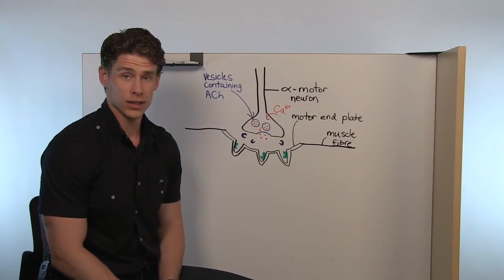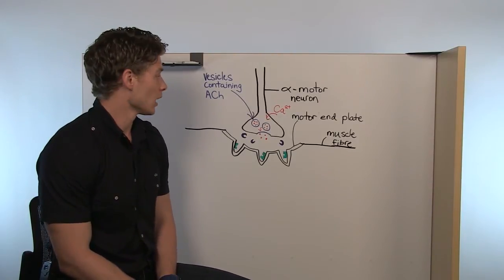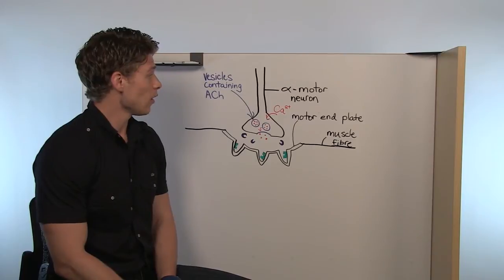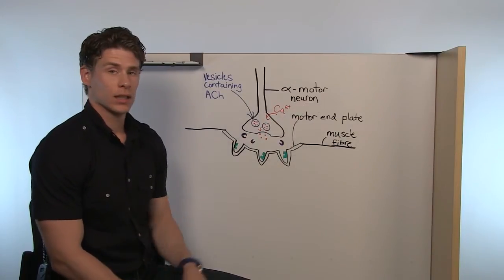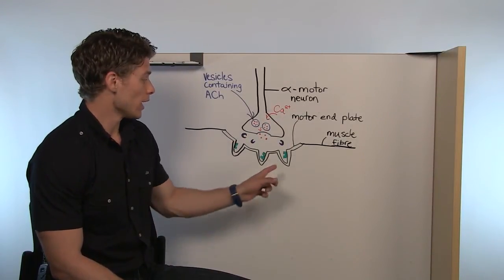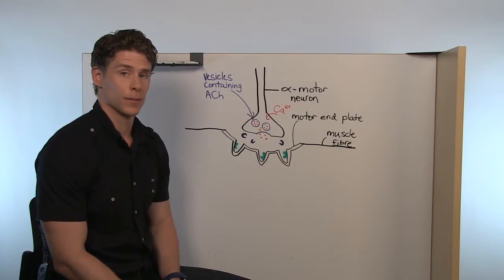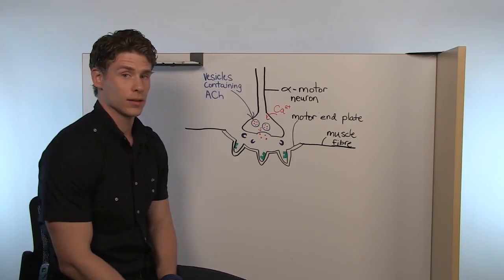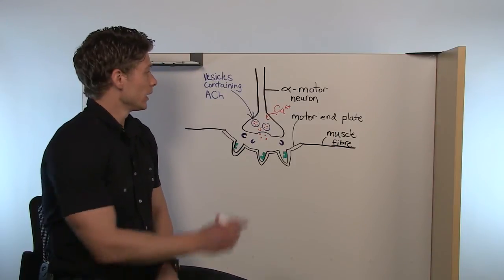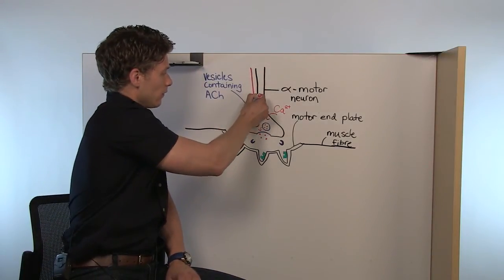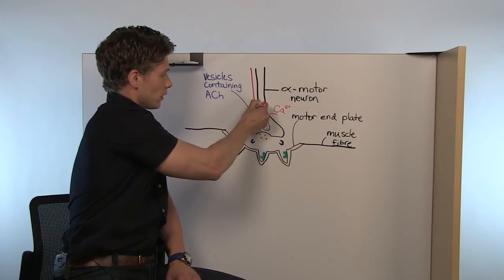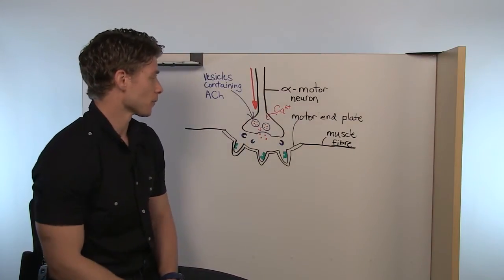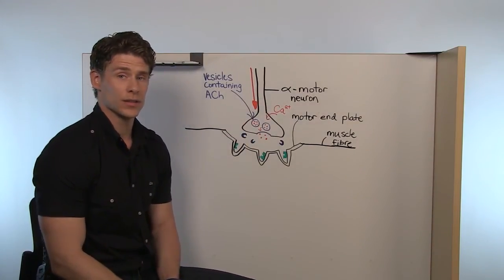So let's take a closer look at a neuromuscular junction. What you have here is an alpha motor neuron that meets the motor end plate of a muscle fiber. Now, when an action potential runs along the axon of a neuron, like this, it eventually reaches the axon terminal. What this does is it stimulates the release of extracellular calcium, which then enters the axon terminal.